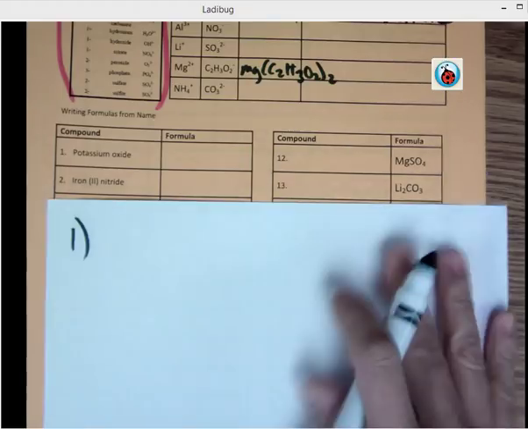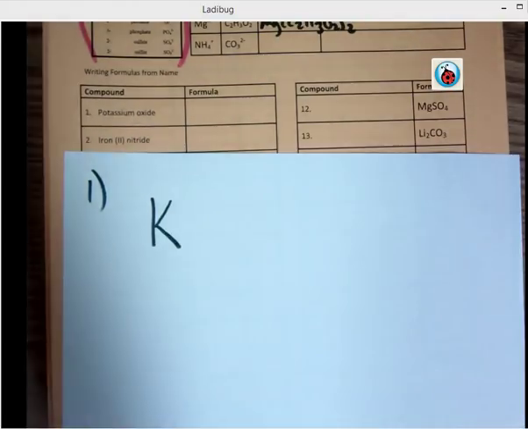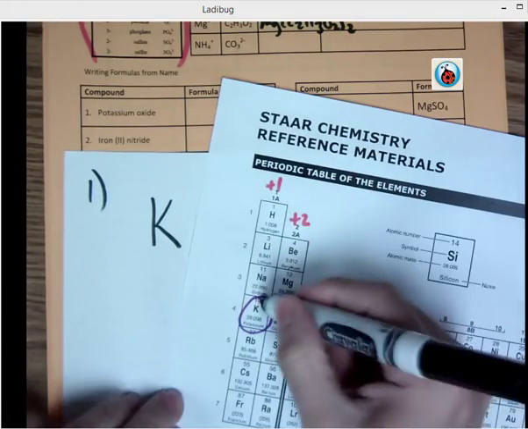Okay, but first list the metal ion, like potassium. So you write K. It's in group 1. Remember, K is in group 1, it's right there. So it's got a +1. You need to know the charge.